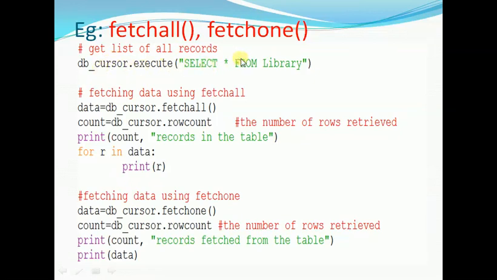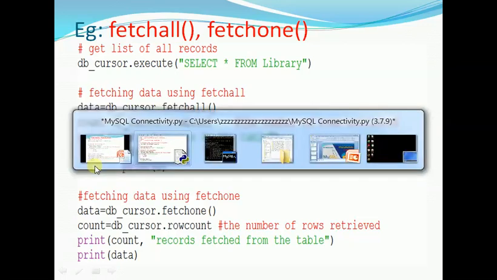First, I executed this select star from library. I have already created a table called library with the book number, title, and author's name. I am taking all the records from this library to the result set. This is executed, and data will be ready in the result set. Now from there, we want to fetch the records. Here we are using fetchall. Fetchall takes all the records. I am using this rowcount also, and the count is there in count. Then I am displaying the count and also each row of this data using this for loop. Let's execute this program first.